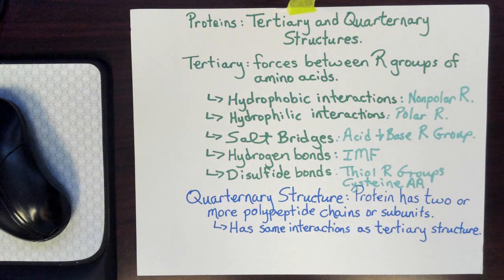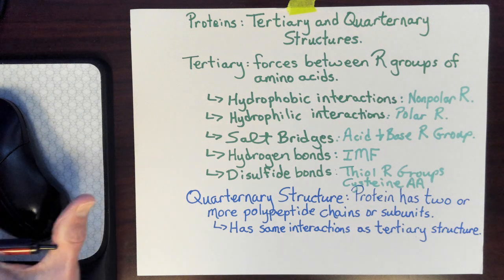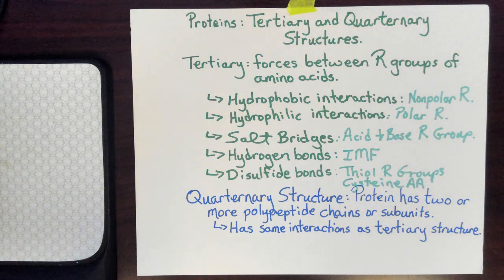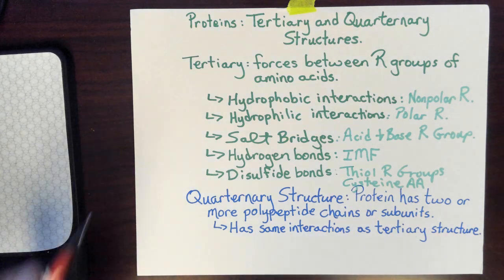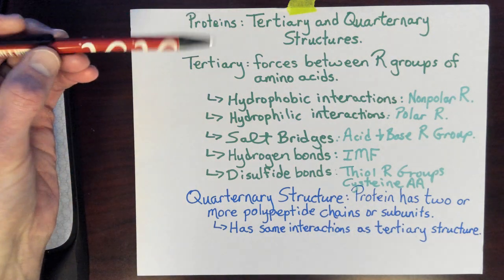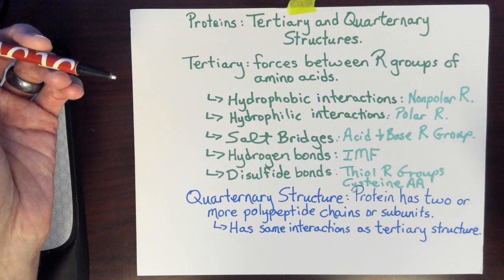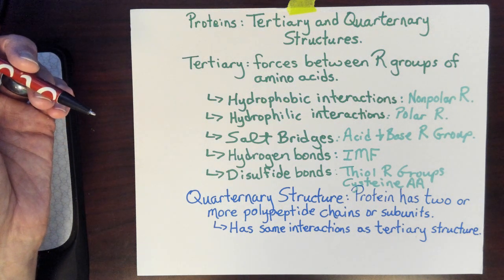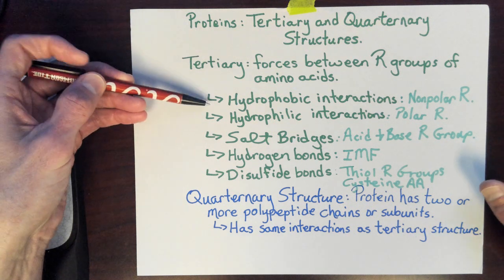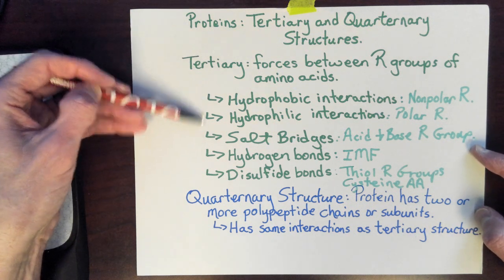Let's continue our look at protein structures. Let's look at tertiary and quaternary structures. So the tertiary structure, sometimes called the three-dimensional, the 3D structure, occurs when you have forces. So think of intermolecular forces and others between the R groups of the amino acids that are in that peptide chain. Okay, so let's go over a few of these forces that can exist here in the tertiary.